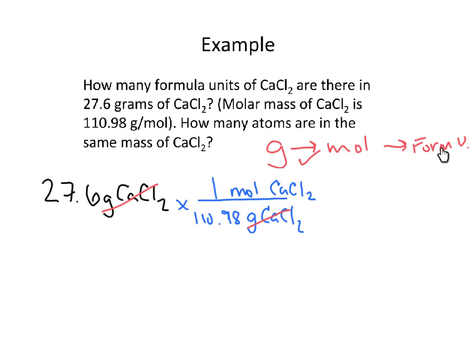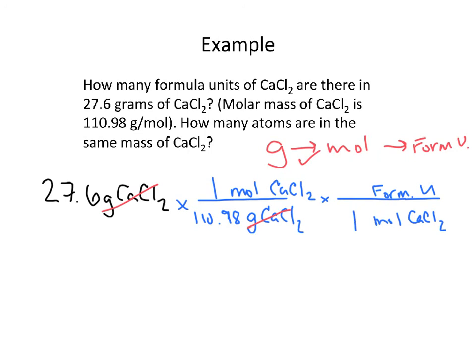Now we need to get from moles to formula units. So let's set up that conversion. Alright, we're going to put moles of CaCl2 on the bottom, and we're going to formula units, since calcium chloride is an ionic compound, so formula units. Alright, now let's go ahead and fill in our numbers.